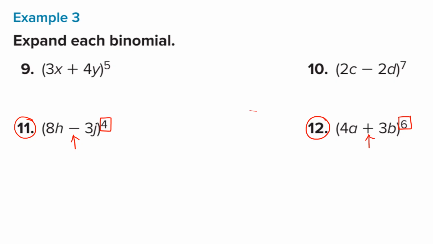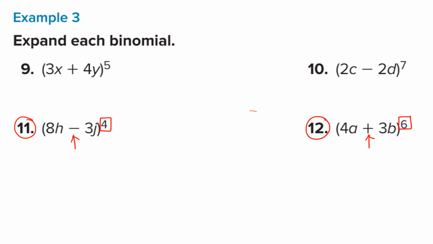Now note, for any question that you get on binomial theorem, if the power becomes big like 4, 5, 6, 7, whatever, your numbers or your binomial coefficients will become bigger numbers, bigger digits. So be very careful with the sign.